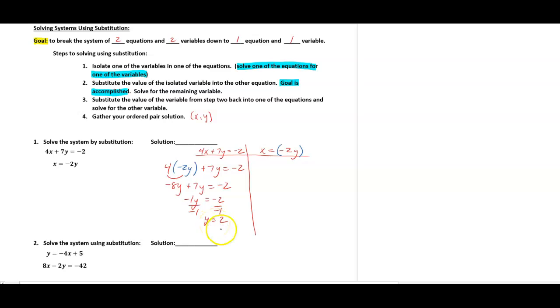Now, if y is equal to 2, now I got to find x. So all I do is take this value of y, come over here, and substitute 2 in for y. Negative 2 times 2 will give you negative 4. Ordered pair solution here, negative 4, 2.